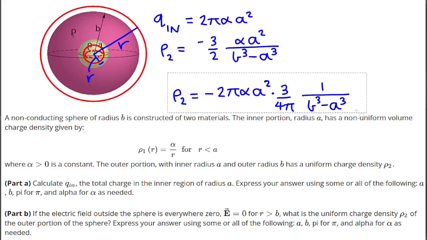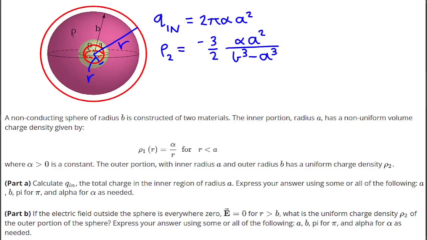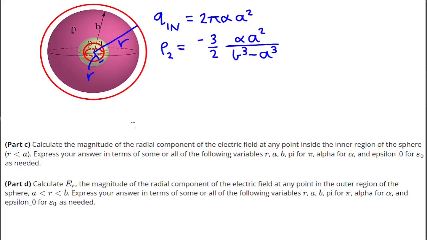And now we'll get rid of this, as we don't need it anymore, and move on to part C. Calculate the magnitude of the radial component of the electric field at any point inside the inner region of the sphere, if r is less than a. So using our Gaussian surface and Gauss's law, we have the electric flux through that surface being E by 4 pi r squared, and that's equal to the total enclosed charge in that Gaussian surface, where we can use our result from part A, except we integrate from r equals 0 to r, the radius of the Gaussian surface.